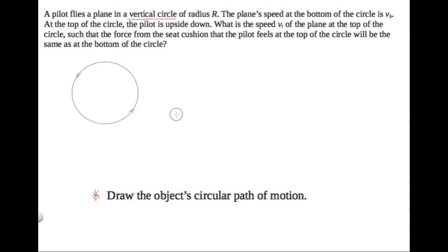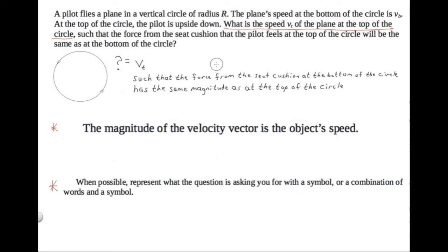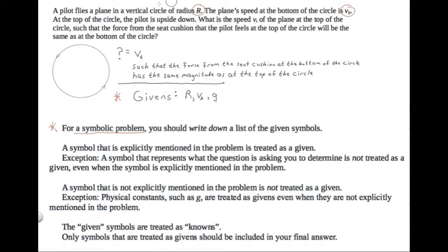Now, this is the first problem in this video series in which the object is moving in a vertical circle. In the previous problems in this series, the objects were moving in horizontal circles. The problem asks us for the plane's speed at the top of the circle. And the problem tells us to use the symbol v sub t, written without an arrow on top, to represent that speed. This problem is a symbolic problem rather than a numeric problem because the problem gives us symbols to work with, capital R and v sub b, rather than giving us numbers.